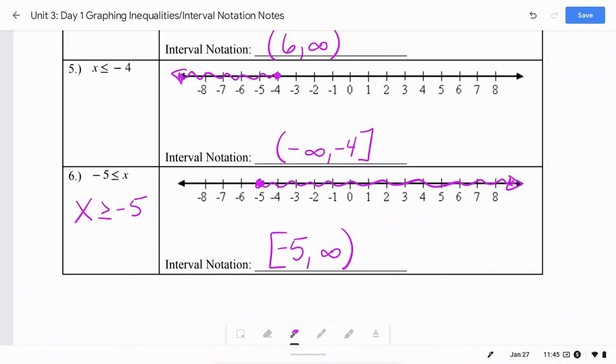So hopefully after completing these notes, you are now more familiar with how to graph inequalities on a number line and how to write their interval notation. Feel free to ask your teacher for any additional questions.